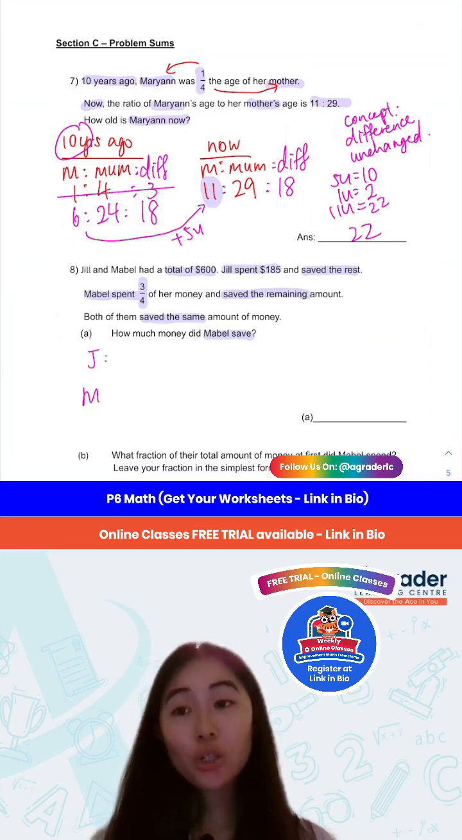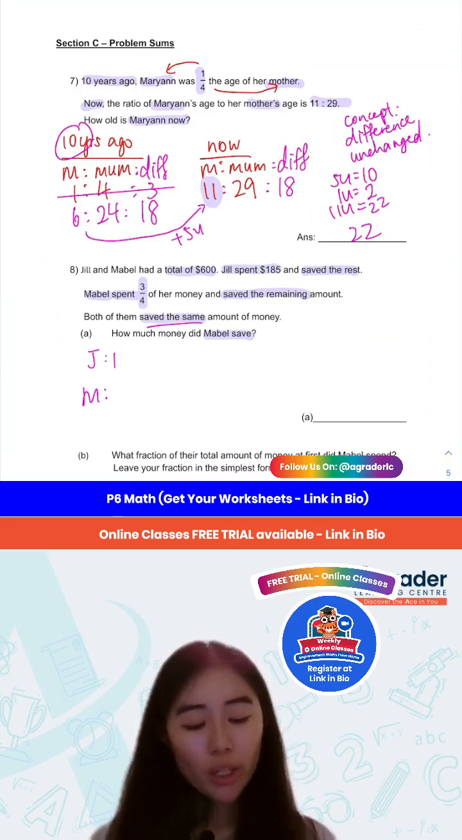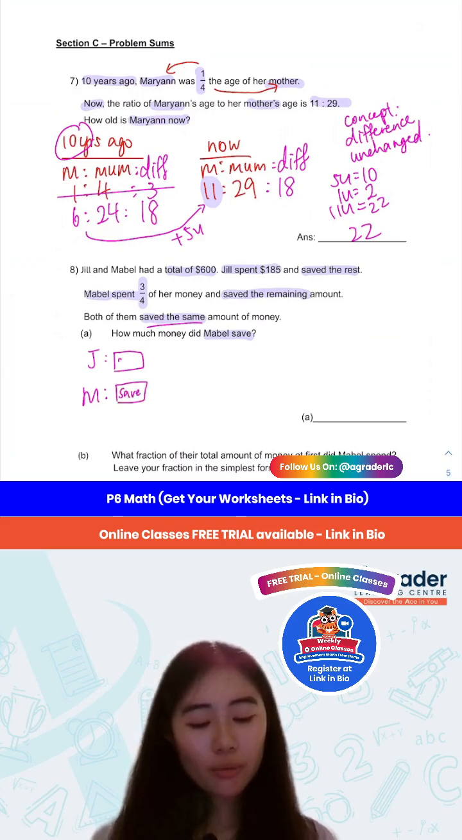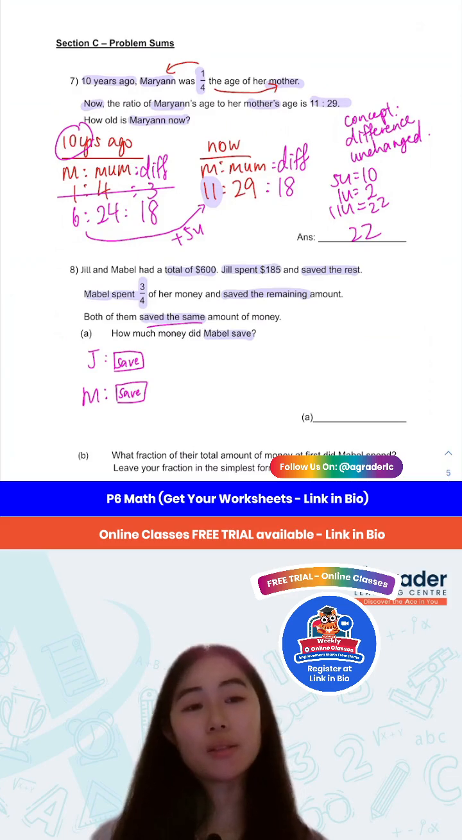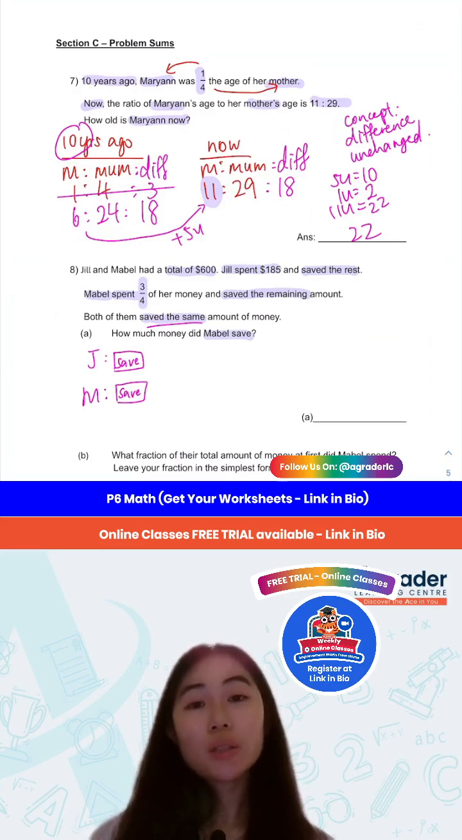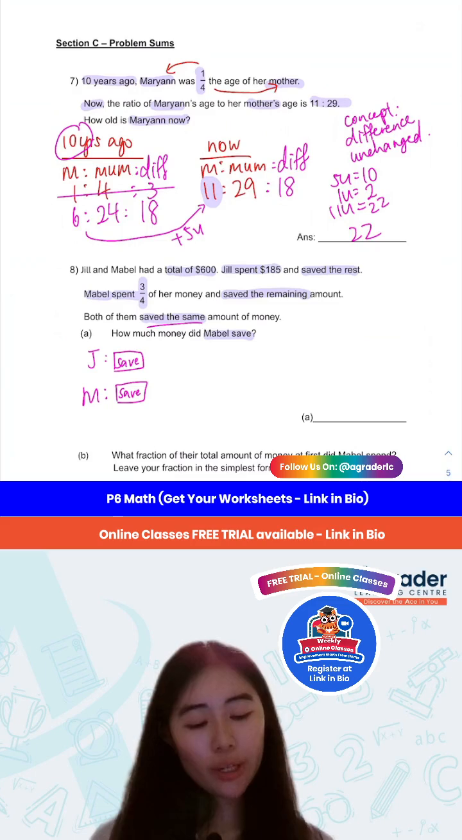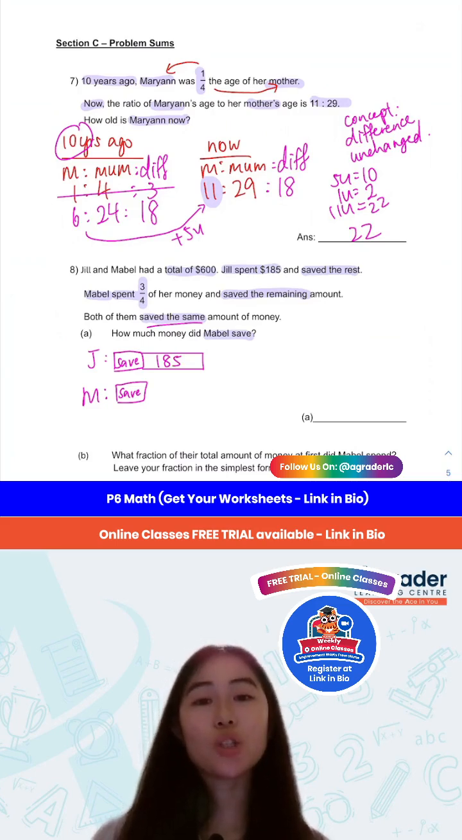Okay, so I have Jill and Mabel. The keyword is that they save the same amount of money. So I can just draw one box that represents what they saved. Both of them just save one box, an equal amount. What about Jill? Jill actually spent $185, right? So you can add on for Jill. That means other than what she saved, she should also have another 185, which is what she spent.